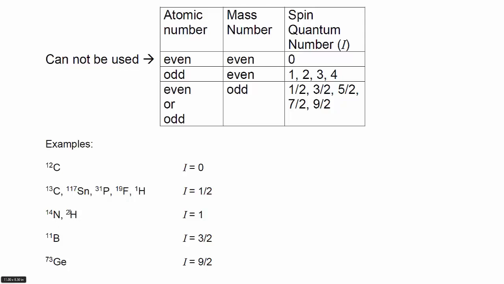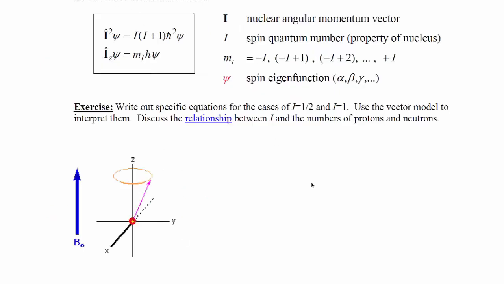Nitrogen-14 and deuterium, which is hydrogen-2, these can be seen in the NMR. They have a value of I equals 1. You see they are instances where the atomic number is odd, 1 for hydrogen, 7 for nitrogen, right? But the mass number is even. Boron-11 has a spin 3/2. Germanium-73 has a spin 9/2. Those rules of thumb are just there based on how the nucleus is balanced in terms of the numbers of neutrons and the numbers of protons.